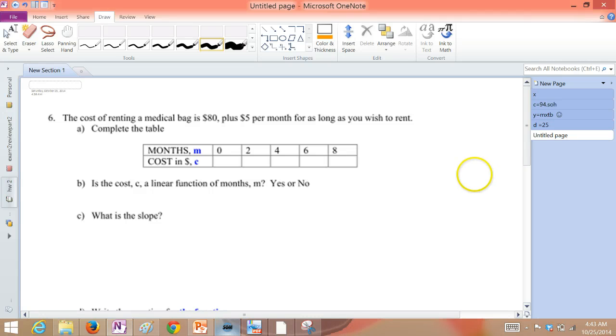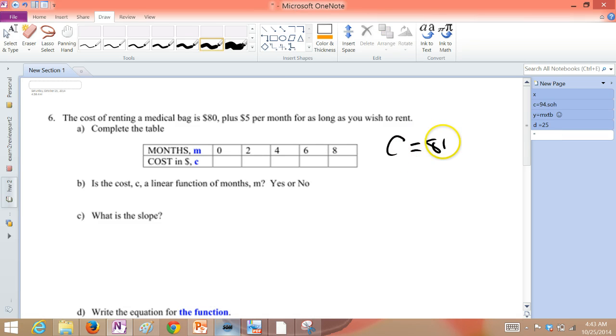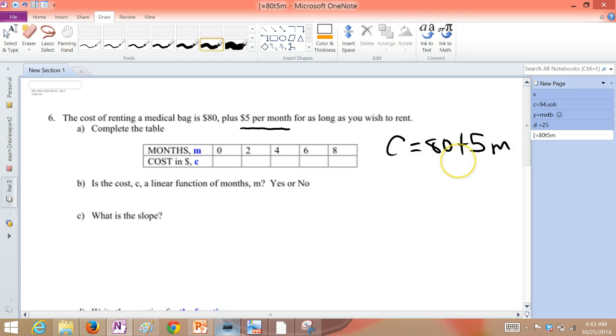Next question. The cost of renting a medical bag is $80, plus you're going to have to add on to that $5 per month. So m is going to stand for month, and c is going to stand for cost. And we're going to say that it is a linear function. Let's fill out this table. When you don't have any months, you're still going to have to pay $80. But then when you go for 2 months, it's an additional $10 on top of the 80, so $90.